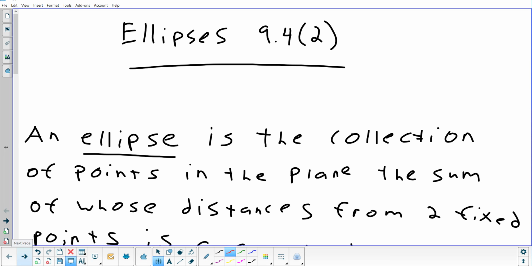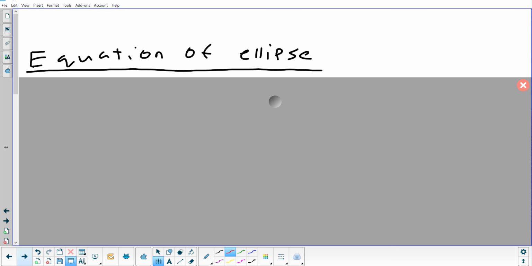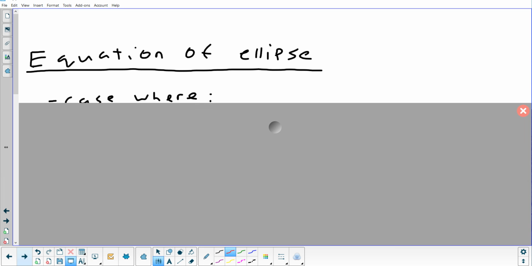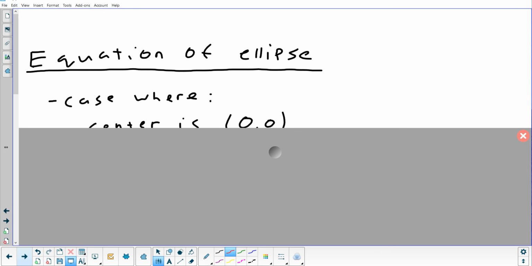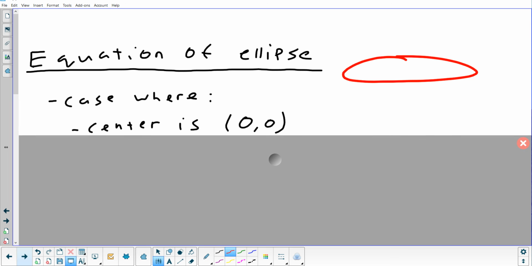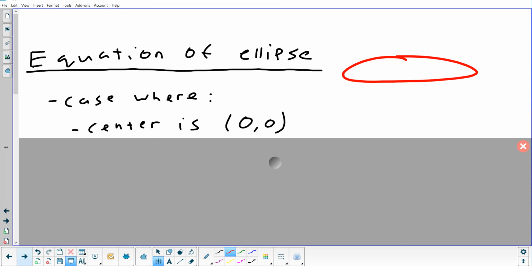All right, let's look at the equation of an ellipse. So as I said, there's two cases. This is going to be the case where the ellipse is horizontal. So it's going to look more like this. The center will be at the origin. So that simplifies it a little bit. When it's not at the origin, we've got to put something else in. But for now, it'll be at the origin.